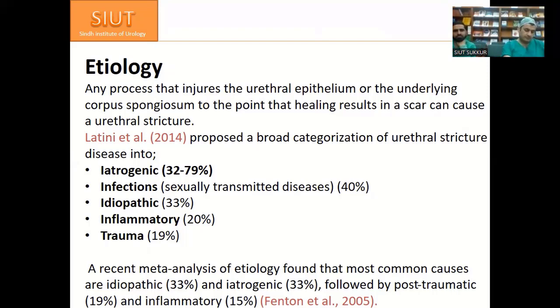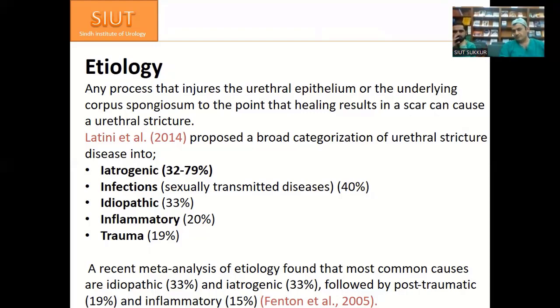The treatment that you are going to pursue in a particular patient depends on the etiology. If it's an infective stricture, you need to first clear the infection, then do an endoscopic procedure. For example, if you have a patient who has lichen sclerosus, no matter how many endoscopic procedures you do, it is bound to recur. So you need to offer him something else.